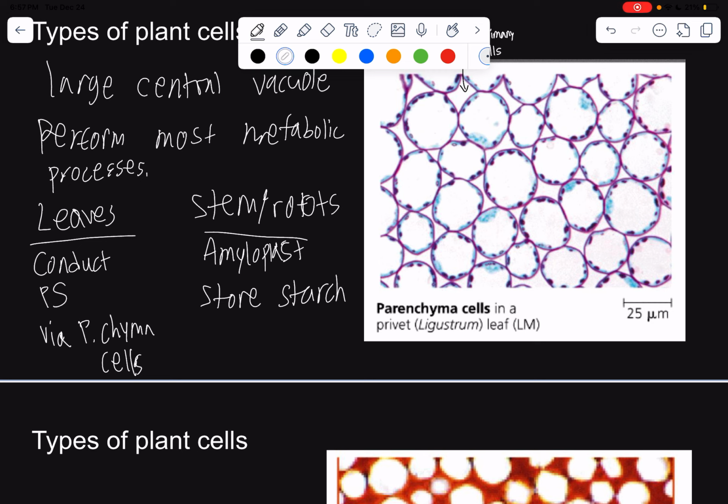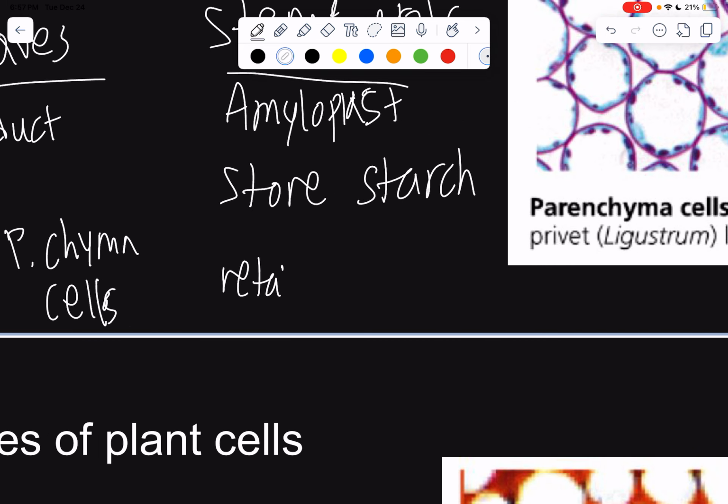The fleshy tissue of many fruits is composed mainly of parenchyma. Most parenchyma cells retain the ability to divide and differentiate even under particular conditions. So, in some instances, it is even possible to grow an entire plant from a single parenchyma cell. So let's write that down. Retains differentiability.